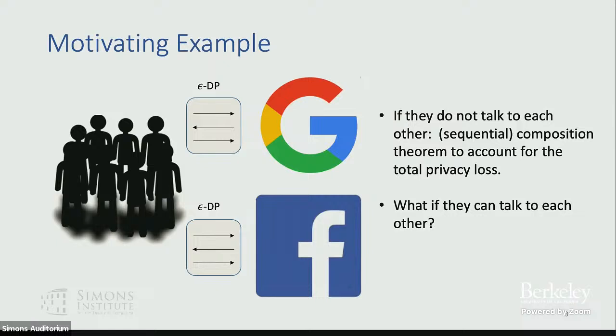But the question is, what if they can talk to each other? For example, the query from Facebook can depend on the answers received from Google in previous rounds. Similarly, the query from Google can depend on the answers received by Facebook. In this way, it's not clear if they can run some concurrent attack to break the privacy guarantee, because the adversary strategy may change. We are no longer talking about a fixed adversary strategy. So we're currently lacking a tool to reason about the total privacy loss in this concurrent composition setting.